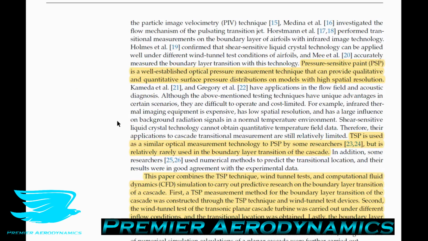So pressure-sensitive paint, or PSP, is a well-established optical pressure measurement technique that can provide qualitative and quantitative surface pressure distributions on models with high spatial resolutions, as I mentioned. Temperature-sensitive paint, or TSP, is used as a similar optical measurement technology to PSP, but it is relatively rarely used in boundary layer transitions of the cascade.